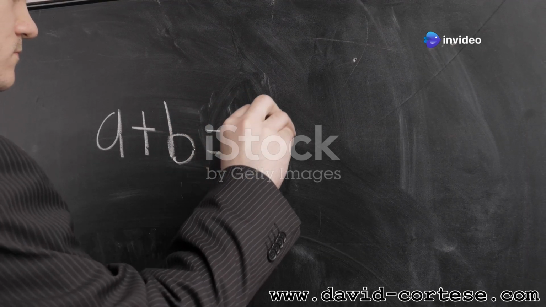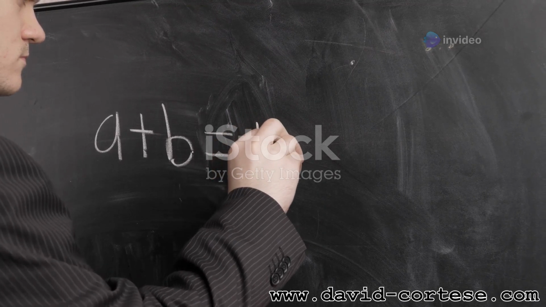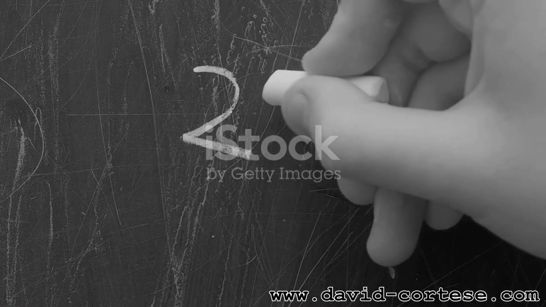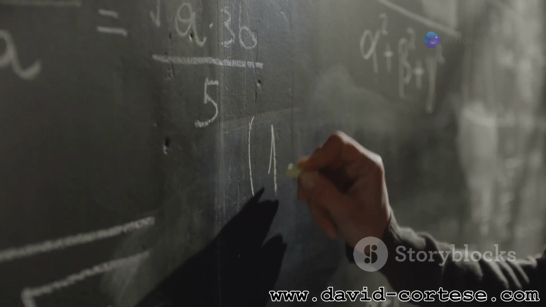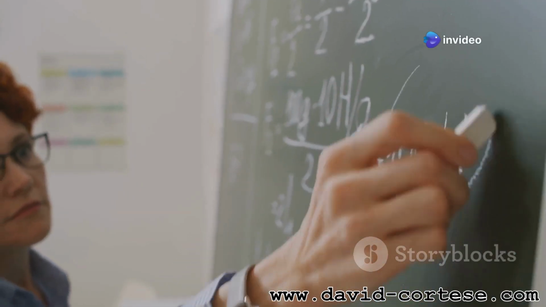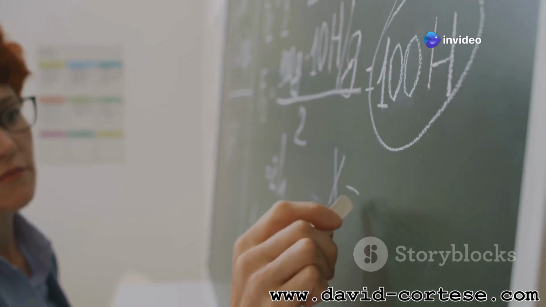Equations are like mathematical sentences that show two things are equal. They have an equal sign in the middle, like 2 + 3 = 5. Expressions, on the other hand, are like phrases without a verb. They can contain variables, constants, and operations like 3x + 5.